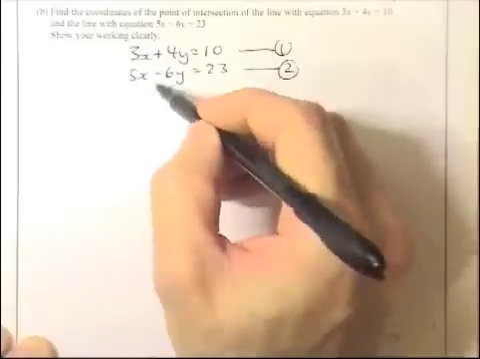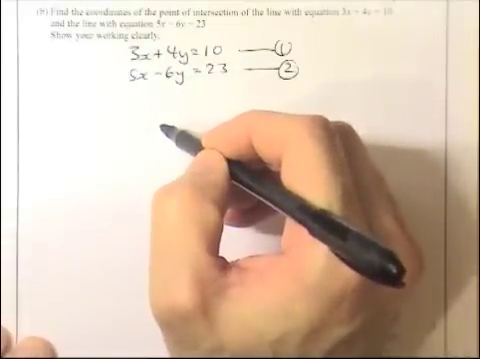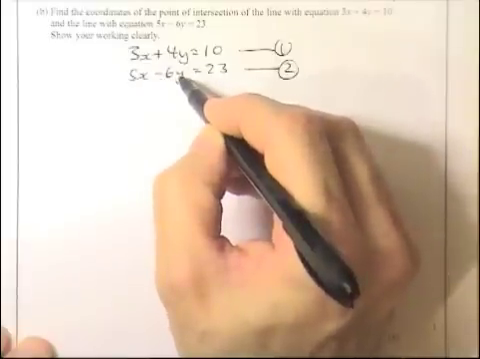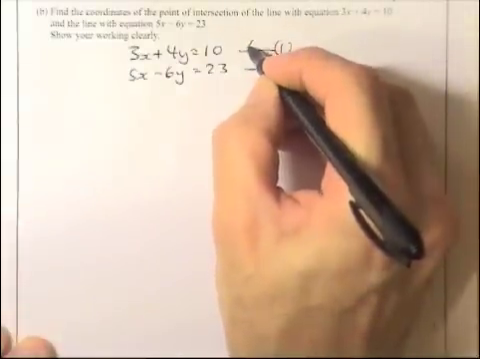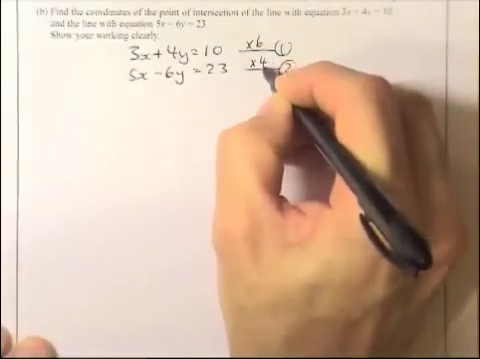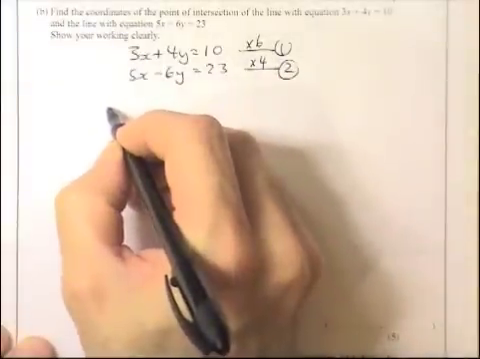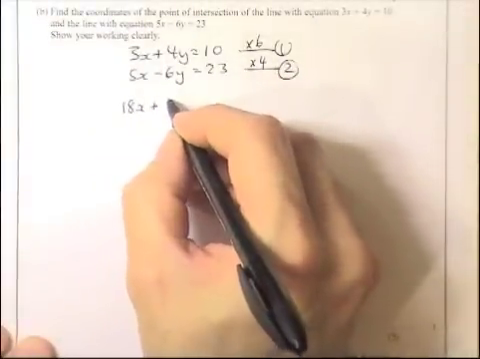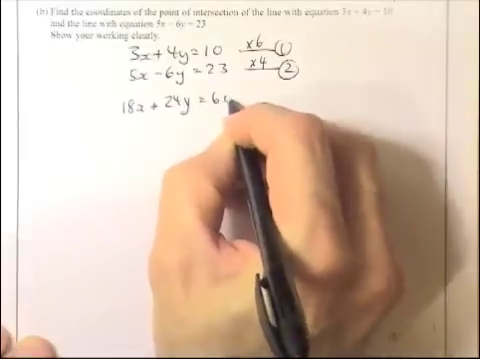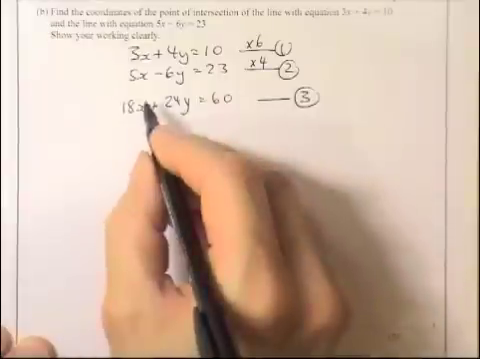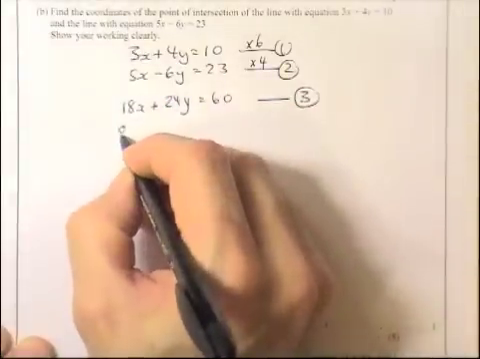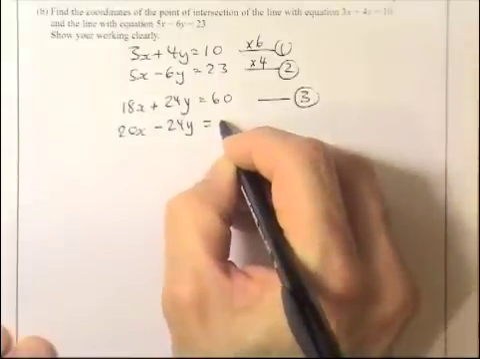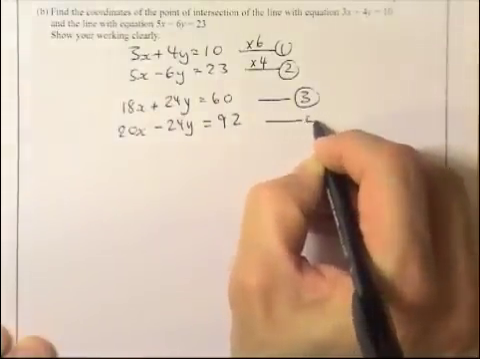Now there are no corresponding terms which match, so we must make them match. I'm going to choose to multiply equation 1 by the 6 here, and equation 2 by the 4. So the first equation times 6 is going to give us 18x plus 24y equals 60. I'll call that equation 3. And the second equation, times 4, is going to give us 20x minus 24y equals 92. And that's our fourth equation.